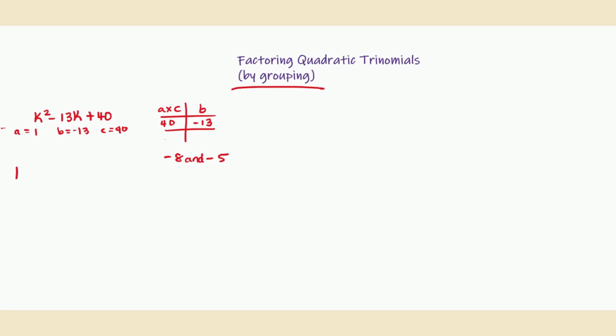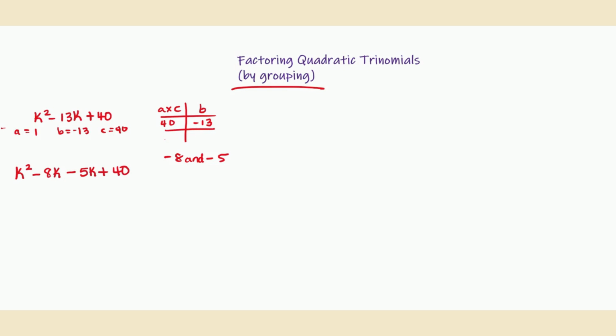So we'll take k squared. And essentially what we're doing with these two factors is breaking apart the negative 13k. We will do so by using negative 8k minus 5k. Notice that negative 8k minus 5k is negative 13k. So we have not changed much in this question except to break apart your middle term.